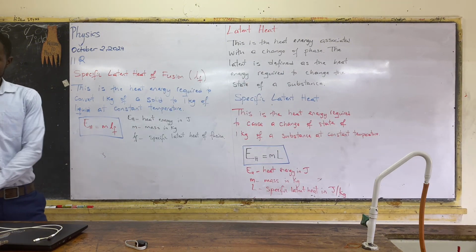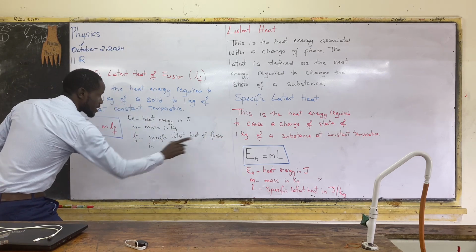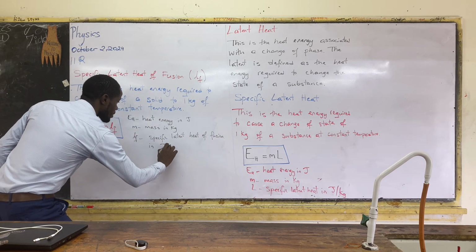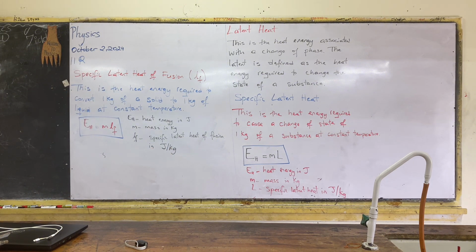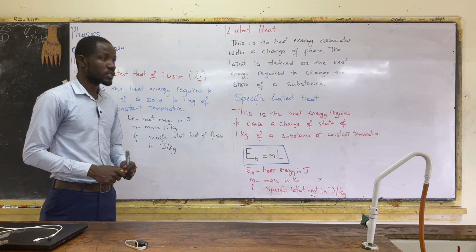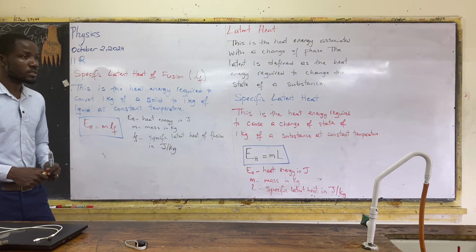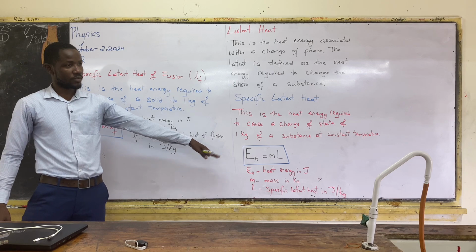And this is measured in, same as that over there, joule per kilogram. So the specific latent heat of fusion is measured in joule per kilogram. Because again, it comes from the general formula over here.